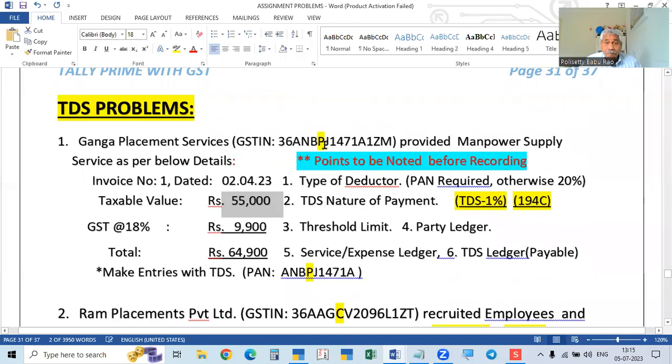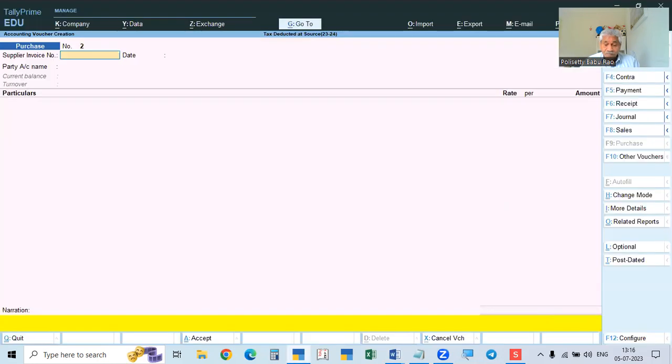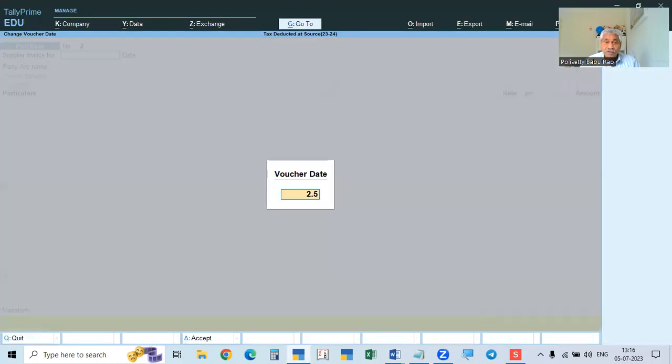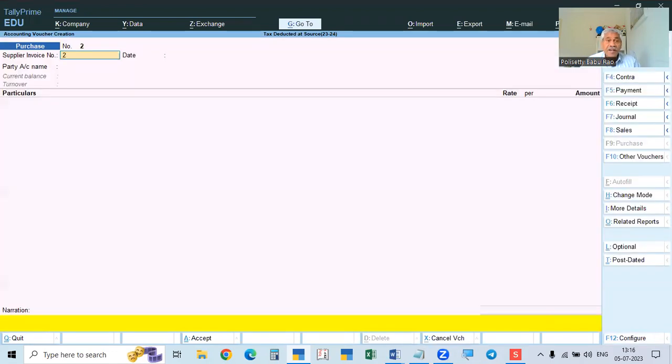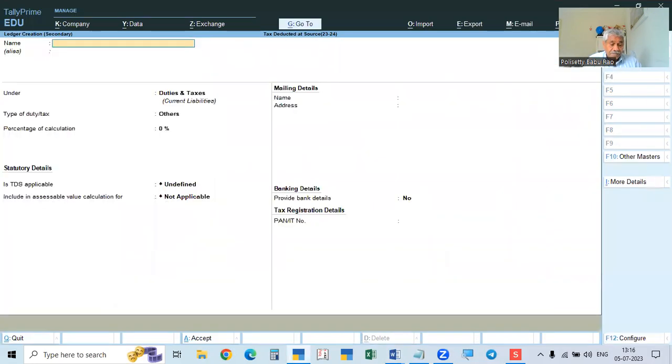Okay, this is a person. In the case of other than a person, it will be 2%. So next one we will take is Ram Placements. Same thing. We take the date 25, and the bill will be number 2. Number 2 name is Ram Placements Private Limited. So here, Ram Placements Private Limited.